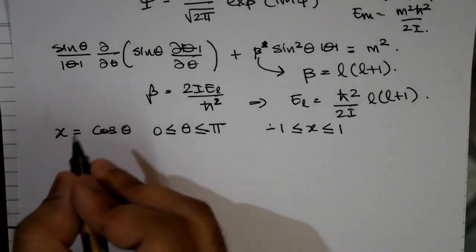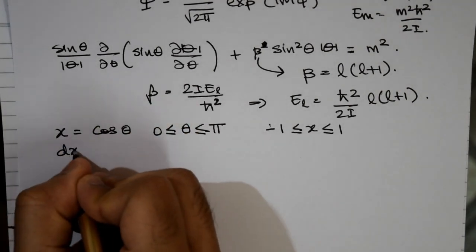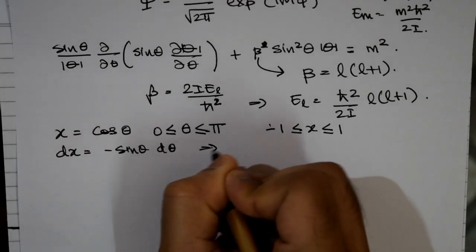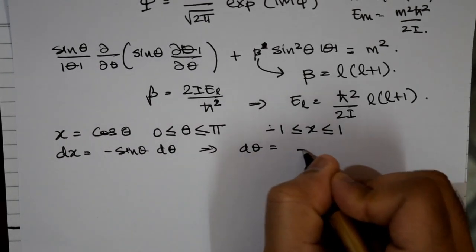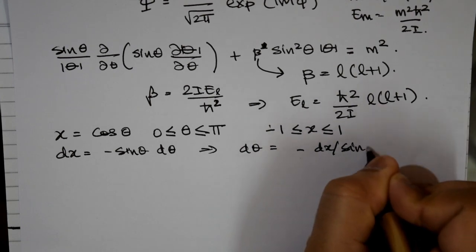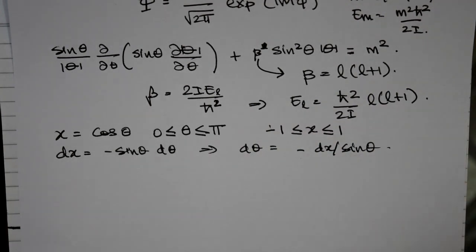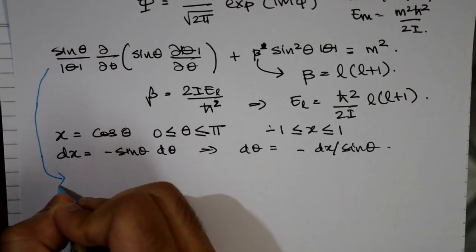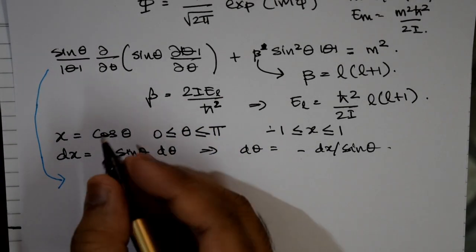Having done this, what is dx going to be? It's going to be minus sine theta d theta. So this implies d theta equal to minus dx by sine theta. Therefore, what is going to end up happening now is that we need to convert this equation in terms of x. So let's start doing it now.